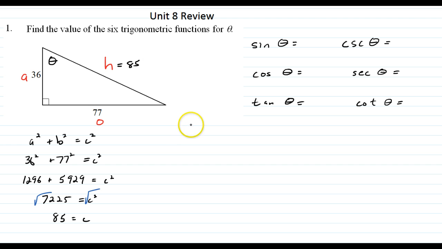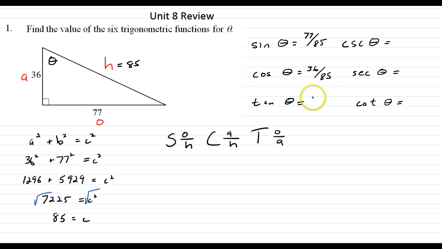So remember our definition of the ratios. So we have SOHCAHTOA, so the sine is going to be the opposite over the hypotenuse. So if I'm standing on theta, my opposite over hypotenuse, so it's going to be 77 over 85. My cosine is going to be adjacent over hypotenuse, so 36 over 85. And my tangent is going to be opposite over adjacent, so 77 over 36. And you're going to want to make sure that these fractions can't be reduced.